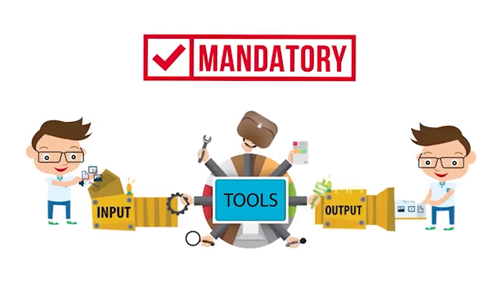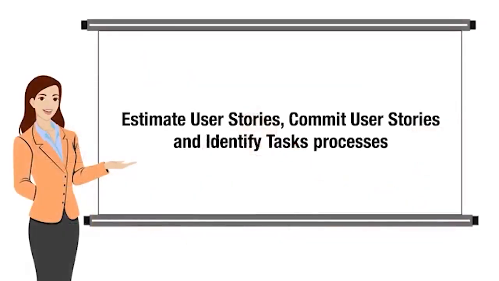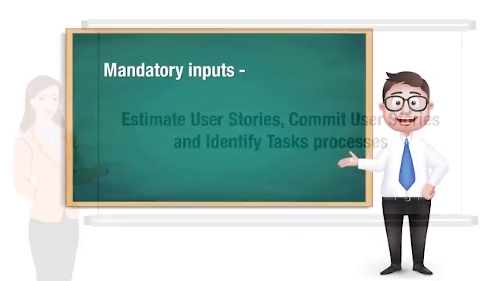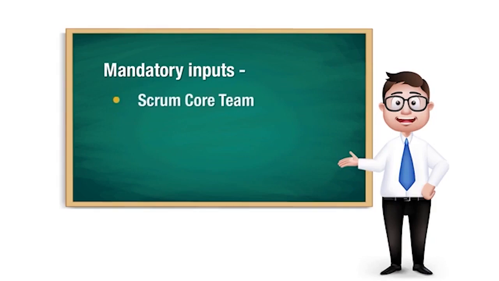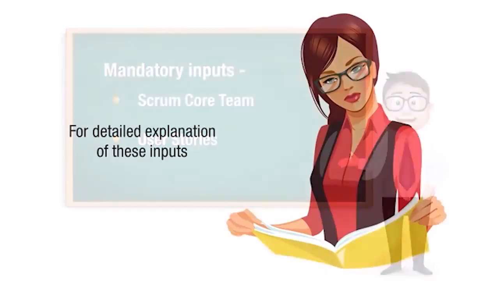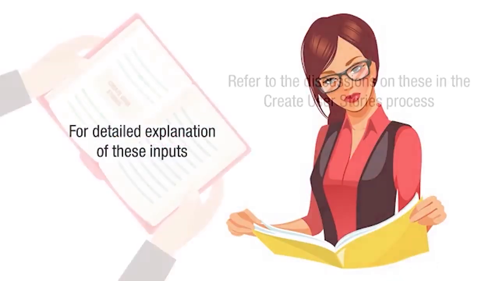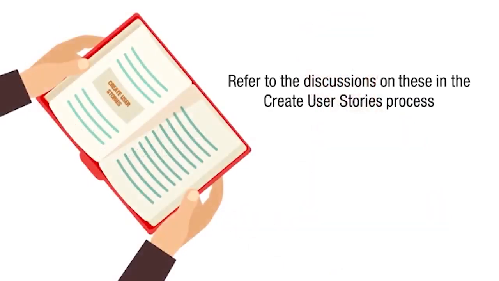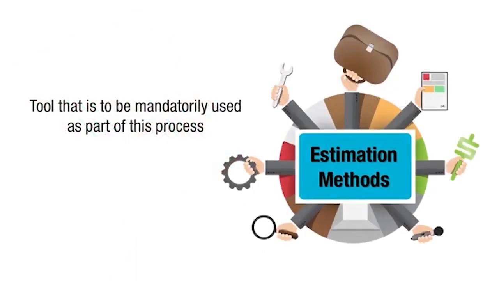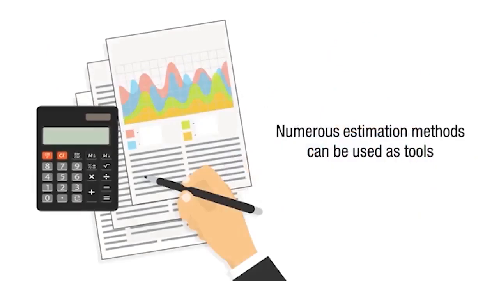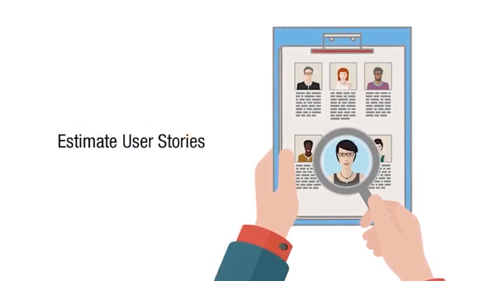Now let's look at the mandatory inputs, tools, and outputs of the Estimate and Commit User Stories process. The mandatory inputs are Scrum Core Team and User Stories. For a detailed explanation of these inputs, please refer to the discussions on these in the Create User Stories process. The tool that is to be mandatorily used as part of this process is estimation methods. Numerous estimation methods can be used as tools to estimate user stories.